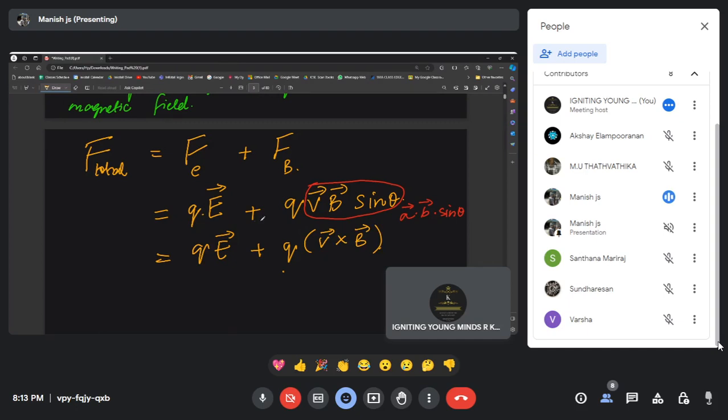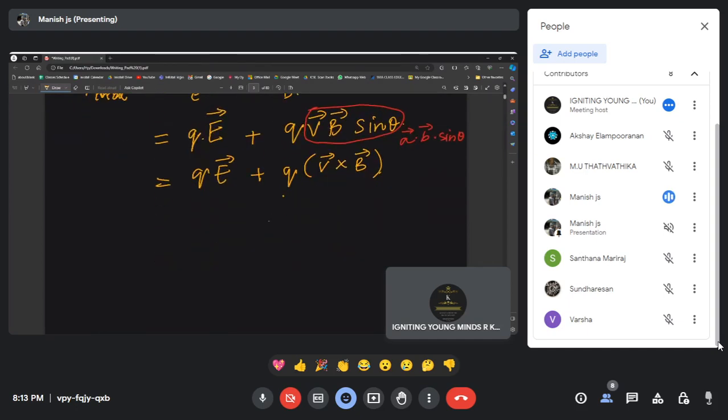So we are expressing it as a cross product. Now you can take a common term here. You can see the common term is charge. If you take charge as a common term, you will get Q times electric field E plus V bar cross B bar. So this is the formula for Lorentz force.